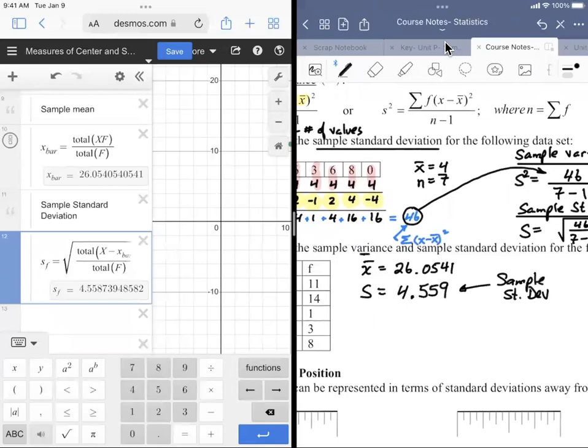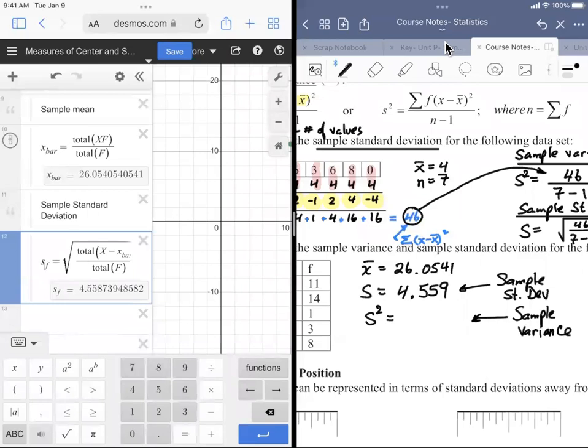I also need the sample variance. Sample variance is S squared. So I need that one, and I only need it because that's what the question's asking for. If it doesn't ask for it, then you don't need it. So, sample variance. It's not listed in my computations. I don't have a field that says, oh, by the way, here's your sample variance, but we could figure it out.